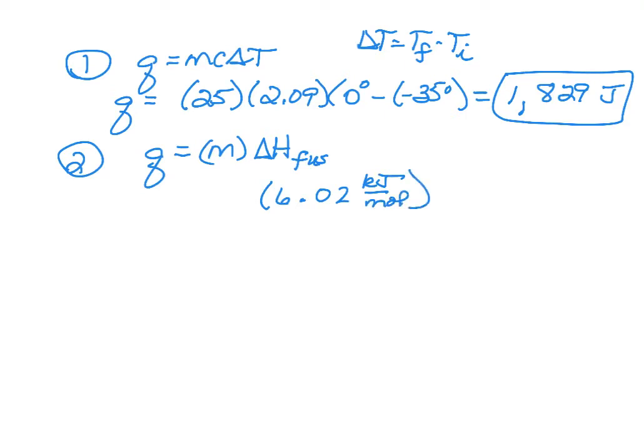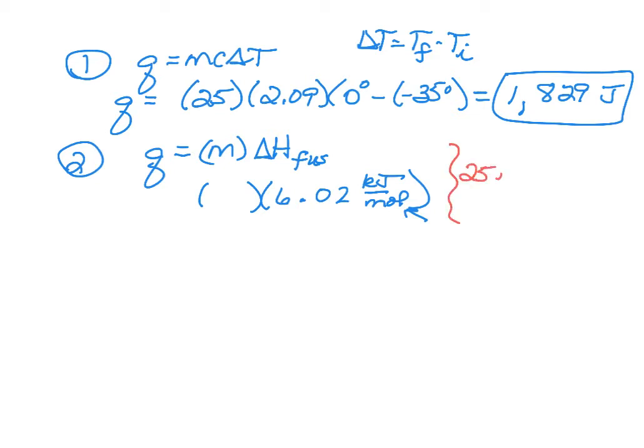Now sometimes delta H fusion will be given in kilojoules per gram, sometimes it'll be joules per gram, so it's kind of tricky, so just pay close attention. Since it's given per mole, this M has to be moles so that the units cancel. And we have grams of water, remember, not moles. So we need to calculate how many moles of water.